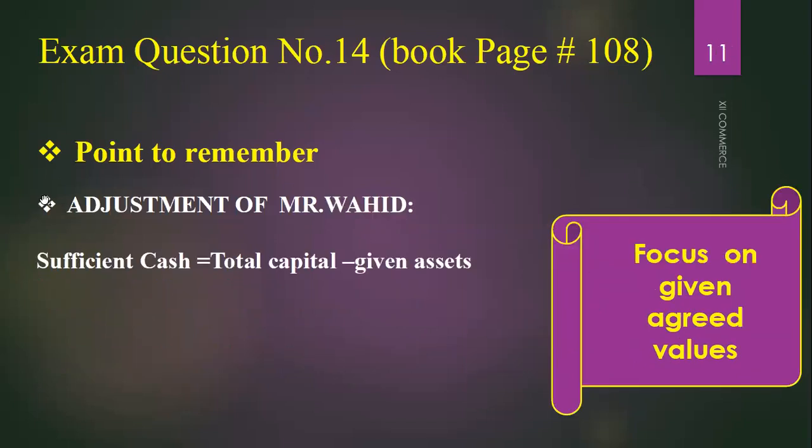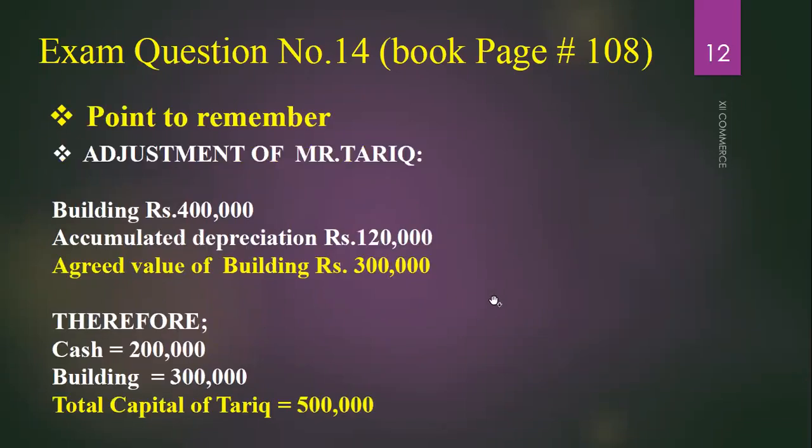Another adjustment which is given about Mr. Wahid, there's sufficient cash, that we have to calculate the amount of cash. We don't know what this amount is. It is sufficient. What will be the formula? Total capital of the partner minus the given assets of the partner. Now the working, how we have to do this? Building 400,000, accumulated depreciation 120 and agreed value of building 300,000. We need to record this one.